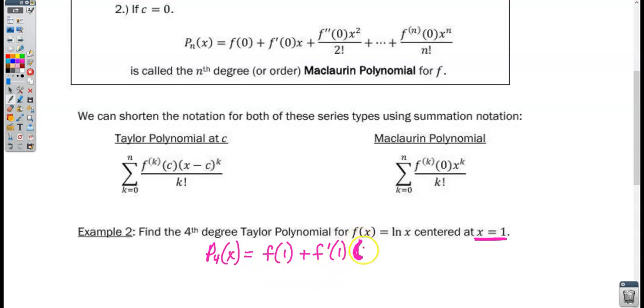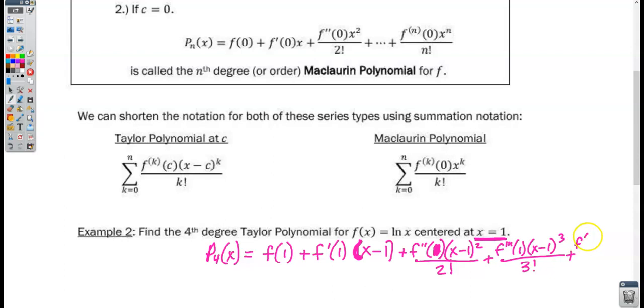Times the quantity x minus c, which is 1, plus the second derivative at 1 times the quantity x minus 1 squared, all over 2 factorial, plus the third derivative at 1 times x minus 1 to the third, over 3 factorial, plus the fourth derivative at 1 times x minus 1 to the fourth, over 4 factorial. And so we've got almost everything we need to write the polynomial.